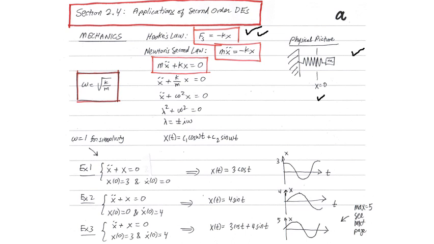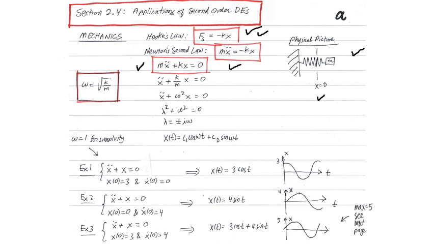So to set up our differential equation, we just plug in the only force that we have in this problem, which is the Hooke's law force, into Newton's second law. Mass times acceleration is total force. So that gives us our second order differential equation, which we put in standard form just by putting everything on the left hand side: m x double dot plus k x equals 0.